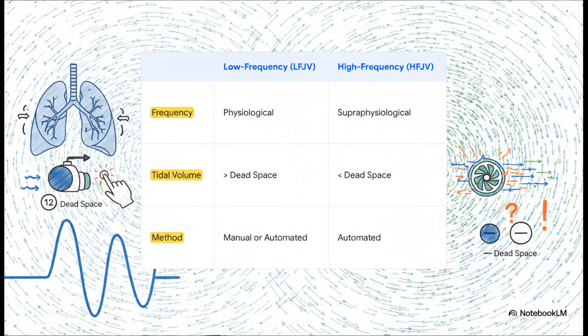But then, you've got high frequency, or HFJV, and this is where things get weird. We're talking crazy fast rates, sometimes thousands of jets a minute. And here's the paradox you need to remember. The tidal volumes are tiny, often smaller than the anatomical dead space, and yet it works.